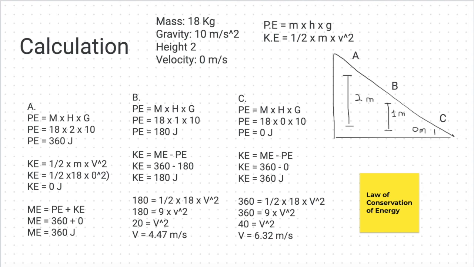And then we also have to find the velocity in position C. So 360 equals a half times 18 times velocity squared, and then 360 equals 9 times velocity squared, and then 40 equals velocity squared. Then we square root the 40, which equals 6.32 meters per second.